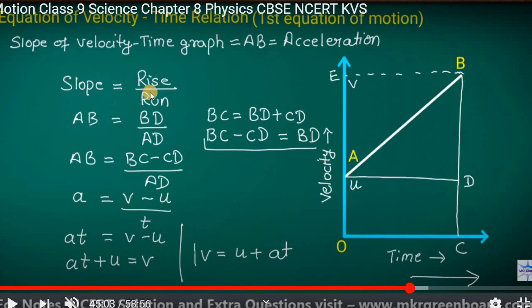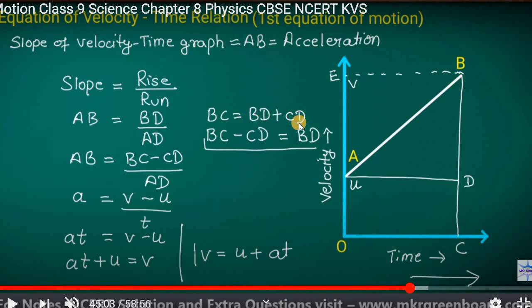Then the formula of the slope is rise divided by run. So here the rise is BD, and from A to D is the run, from here to here. So that is AD. So slope is equal to rise divided by run. So rise is equal to BD, and run is from A to D. Now here you can see this whole line BC. BC is made of two segments, BD and DC. So we can write instead of BC, BD plus DC. Here you can see BC is equal to BD plus CD.